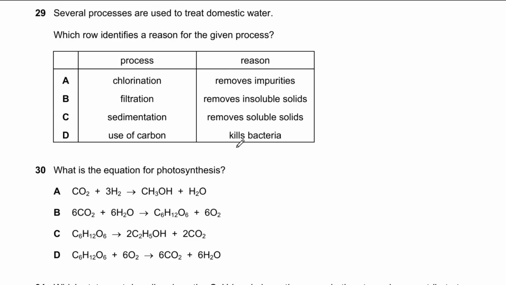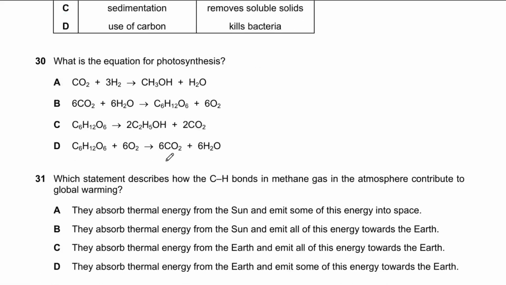Question 29. Several processes are used to treat domestic water. Which row identifies a reason for the given process? Chlorination removes impurity? No. B. Filtration removes insoluble solid. That's correct. Sedimentation removes soluble solid? No. Use of carbon kills bacteria? No. Chlorination kills bacteria, not the use of carbon.